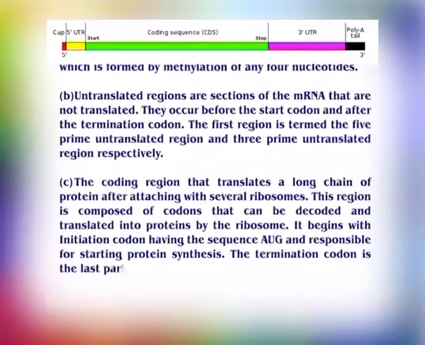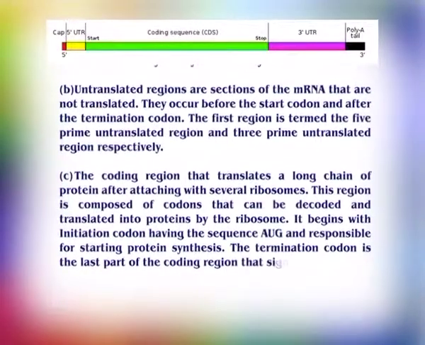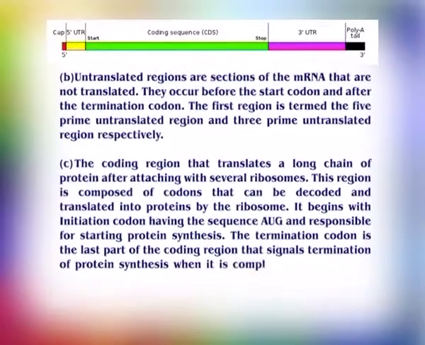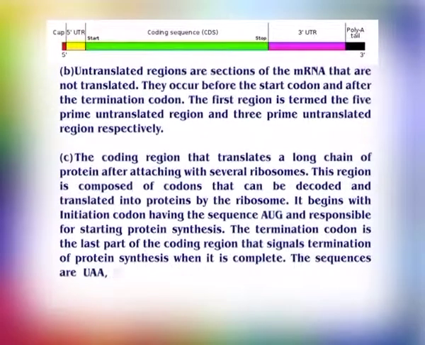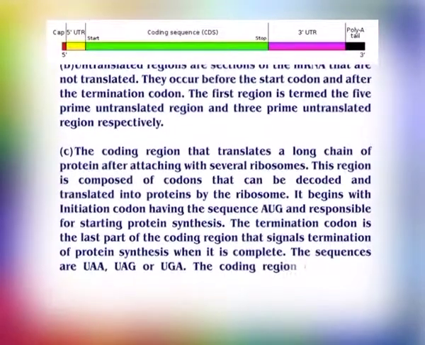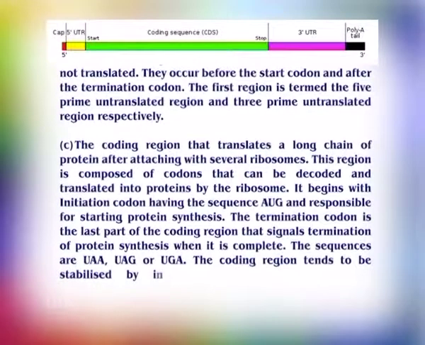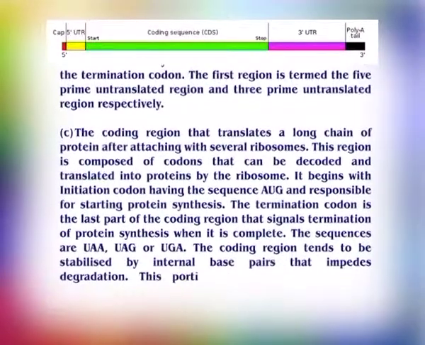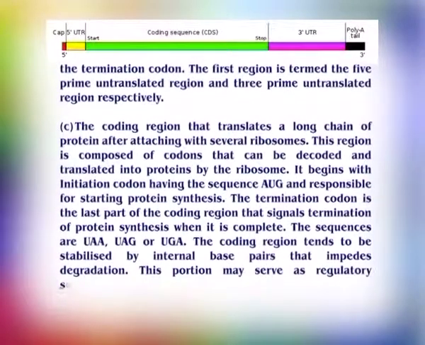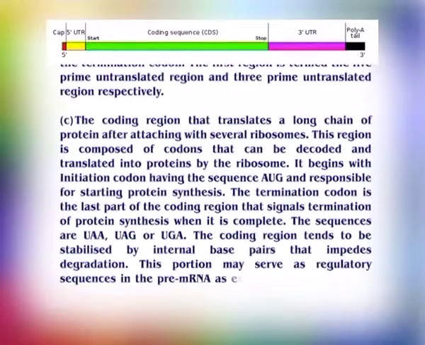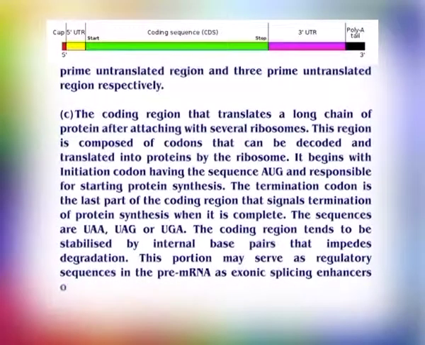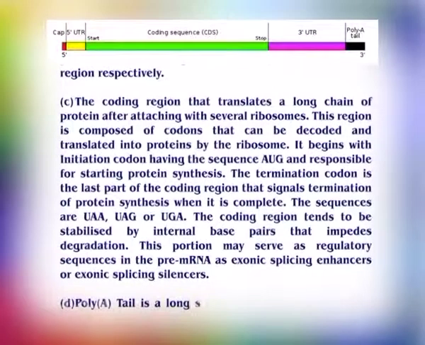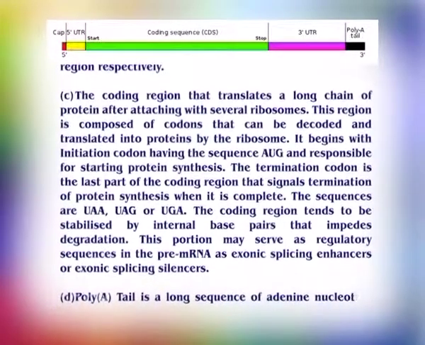The termination codon is the last part of the coding region that signals termination of protein synthesis when it is complete. The sequences are UAA, UAG or UGA. The coding region tends to be stabilized by internal base pairs that impedes degradation. This portion may serve as regulatory sequences in the pre-mRNA as exonic splicing enhancers or exonic splicing silencers.